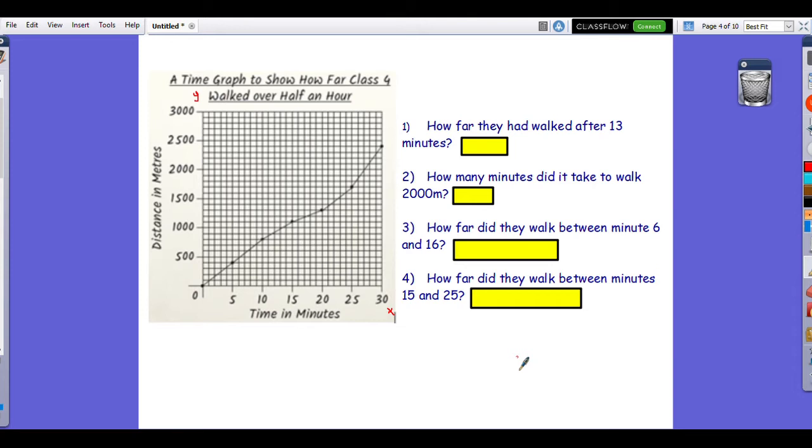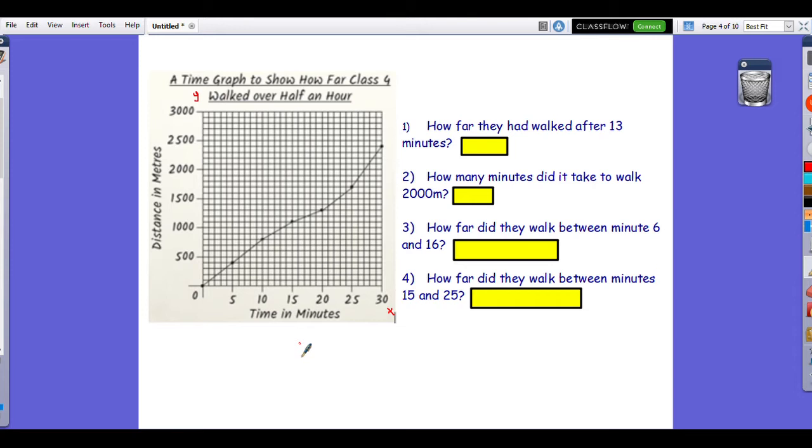Question 3, how far did they walk between minute 6 and minute 16? And question 4, how far did they walk between minutes 15 and minute 25? Press pause, have a really good think about these questions. You might want to use your ruler here to help you to find exact distances or times on your graph. If there's a question you're stuck on, just hang on because we'll go through the answers in a moment. Press pause now and work on that now.